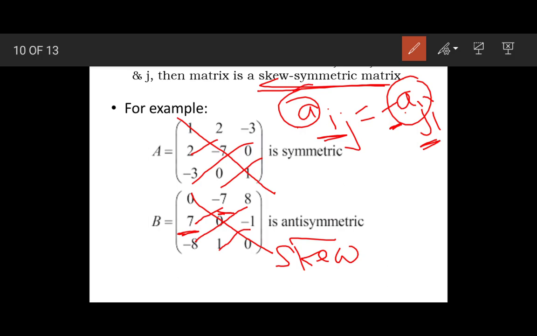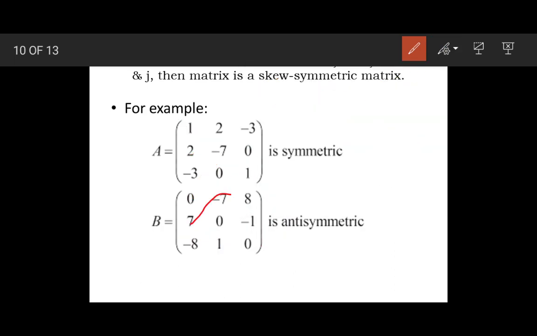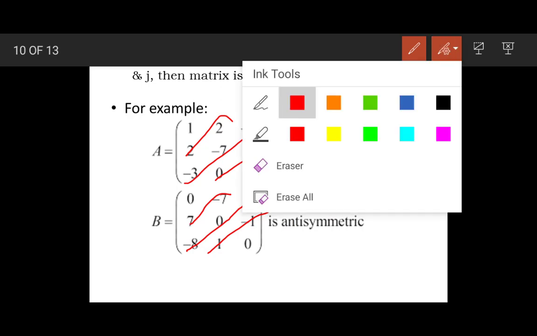In skew symmetric, the value is the same, but the only difference is sign, right? See, minus 7, plus 7, plus 8, minus 8, minus 1, plus 1. So the value is the same, but the sign is opposite. In symmetric, the value is exactly the same: 2, 2, minus 3, minus 3, 0, 0. Clear? So you understood the difference between symmetric and skew symmetric. Now let's see the next.